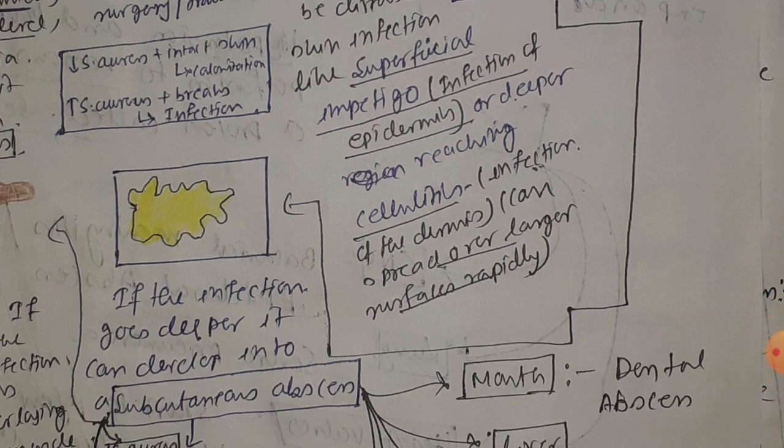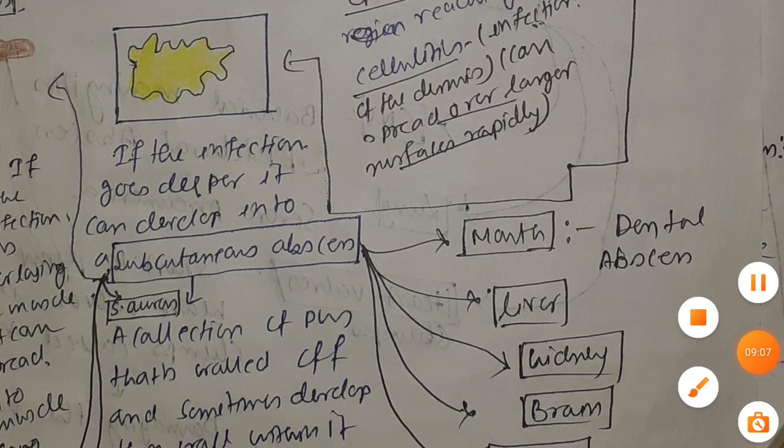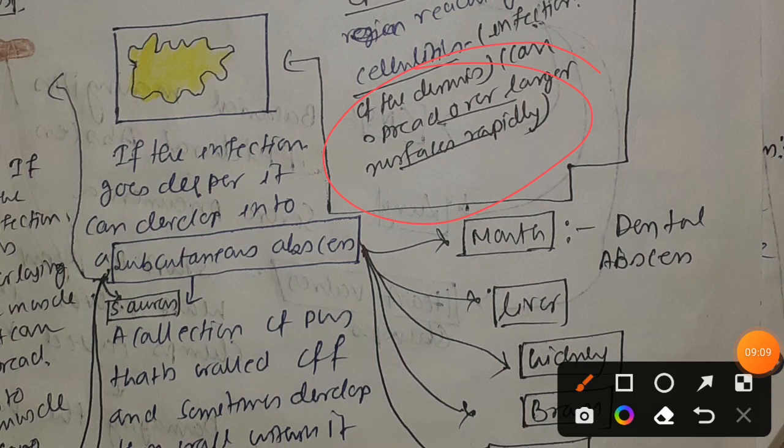Sorry, and it can spread over larger surfaces rapidly. And when this infection, or those Staphylococcus aureus, enter deeper, it can develop into a subcutaneous abscess, that is nothing but a collection of pus that is walled up or sometimes develops a thin wall within it.